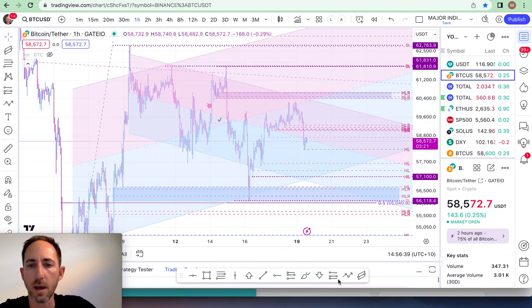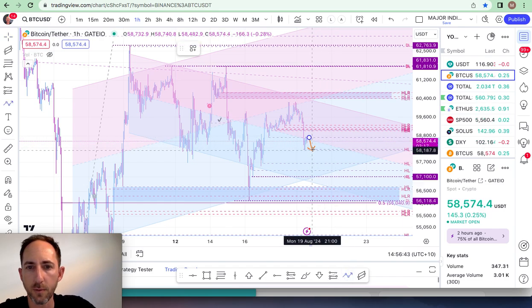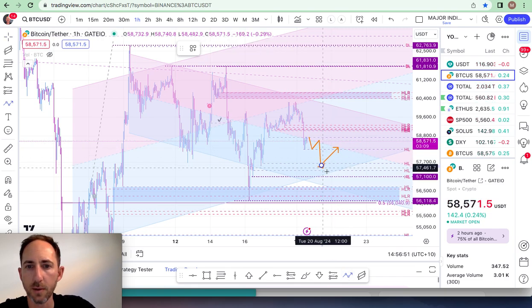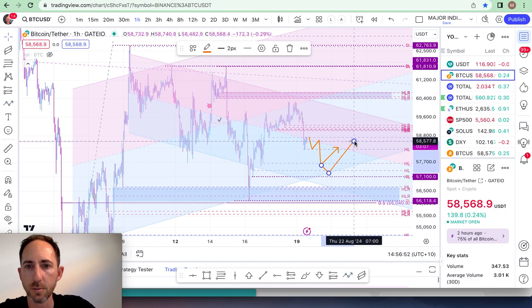I am looking at a price to move from here, hit target with a buy zone from here, but I'm also looking at a buy zone from here to move up.